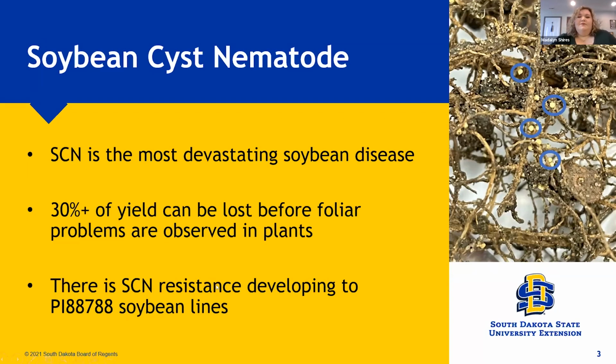There is SCN resistance developing to the PI 88788 lines, which are the ones that are typically recommended to manage SCN issues. In this picture, you can see the blue circles. Those are indicating the different cysts, and those cysts are essentially the egg sacs and hold 200 to 300 eggs each. So you can see this root has thousands of eggs contained on it.